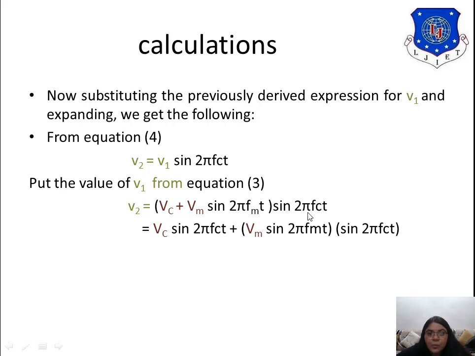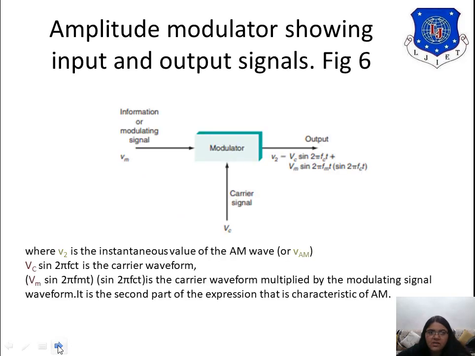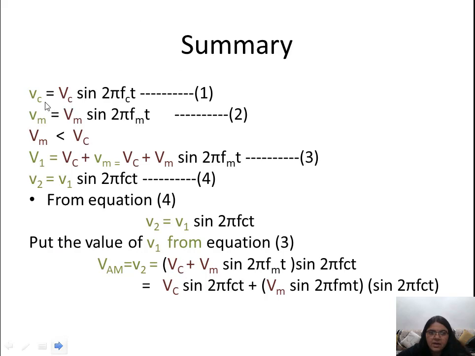That is Vc equal to this, Vm equal to Vm sine 2 pi fmt, Vm less than Vc, V1 is equal to Vc plus Vm. Put the value of Vm over here, so it is Vc plus Vm sine 2 pi fmt. V2 is equal to V1 sine 2 pi fct. So now VAM is equal to V2, equal to Vc sine 2 pi fct plus Vm sine 2 pi fmt into sine 2 pi fct. So again we know that VAM is equal to this.